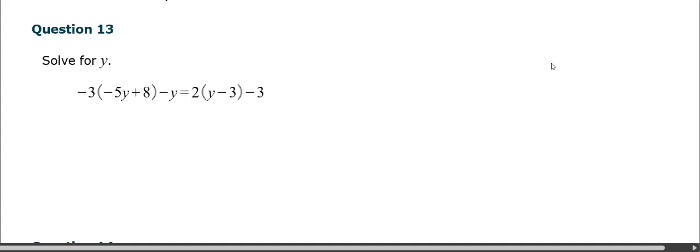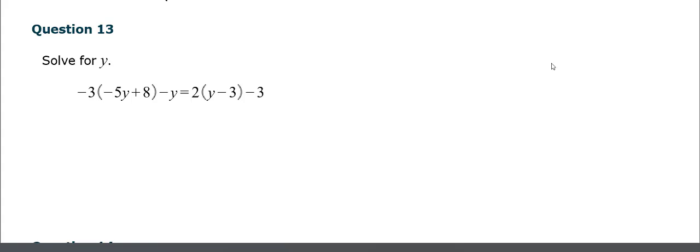So our next problem, we have -3 times the quantity -5y plus 8 minus y equaling 2 times the quantity y minus 3 minus 3. So we work one side at a time.